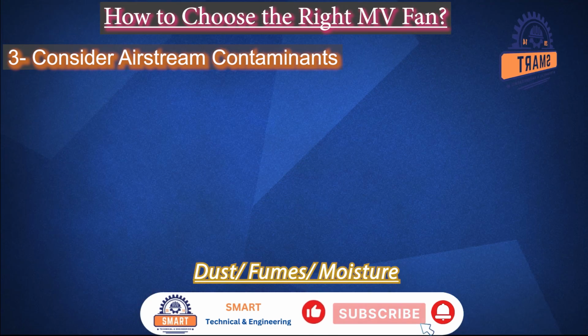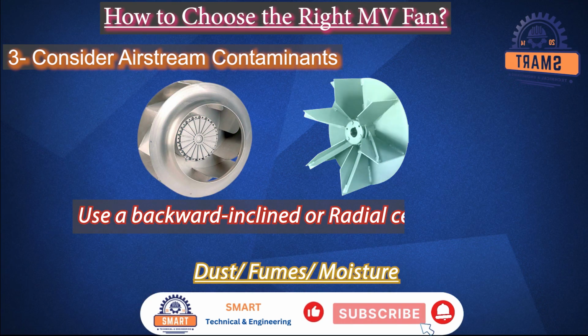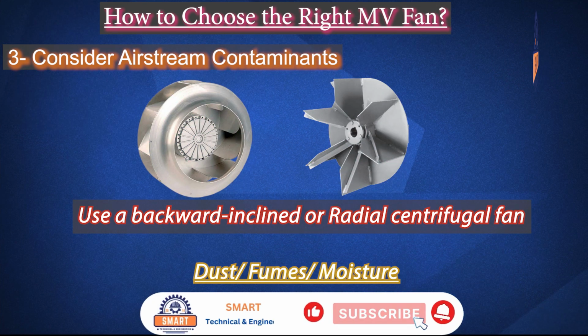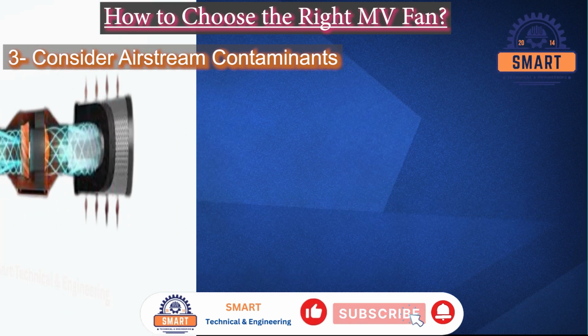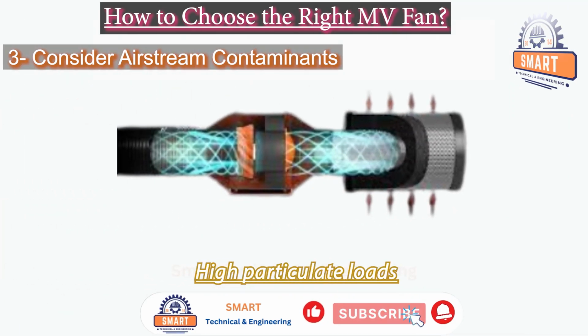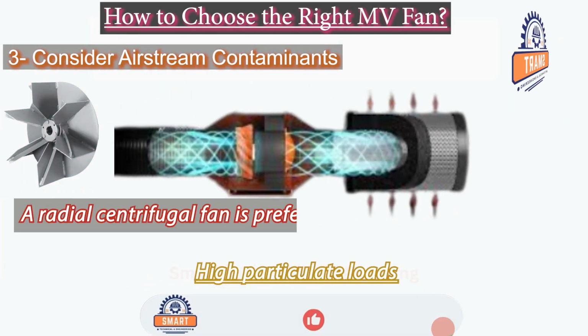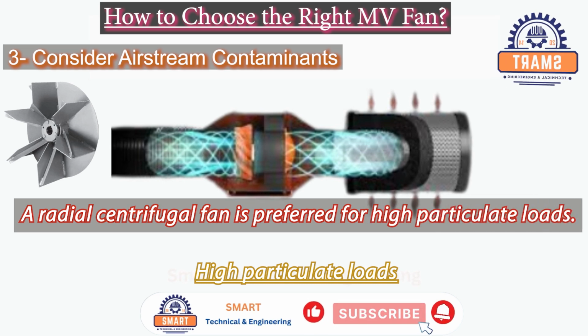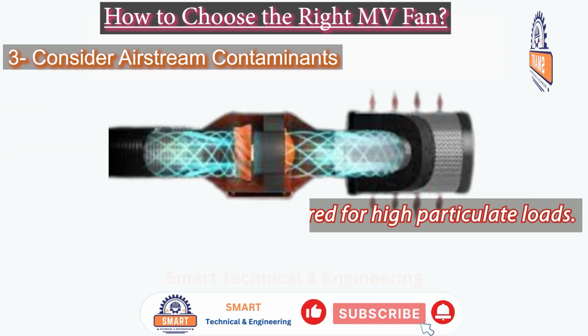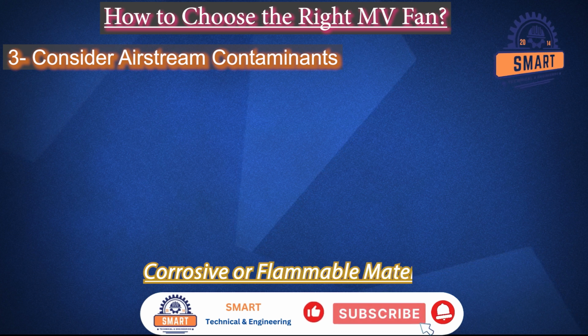Step 3. Consider airstream contaminants. Dust, fumes, moisture. Use a backward inclined or radial centrifugal fan for light dust, fumes, or moisture. High particulate loads. A radial centrifugal fan is preferred when there's a high load of dust or when material is being handled.